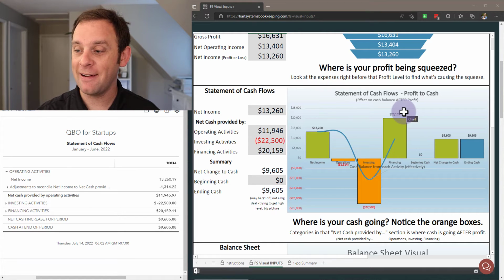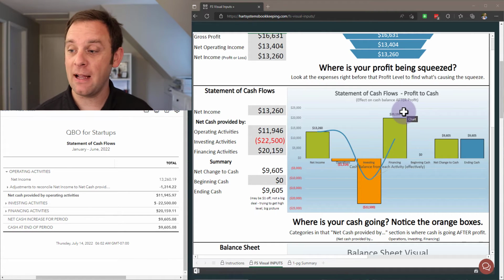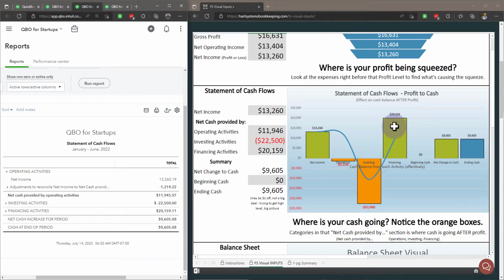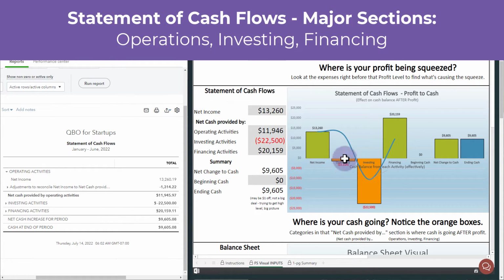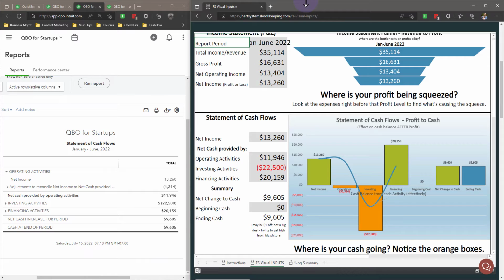That's a trouble spot. Where do I look on the report to find that? Let me just jump there just to show you that. So this is in the investing category. Okay, so major sections, there's operations, which happen to be these two first boxes, and then investing and then financing. So let's dive into each one and explore a little bit of what we find in those major sections on your statement of cash flows.